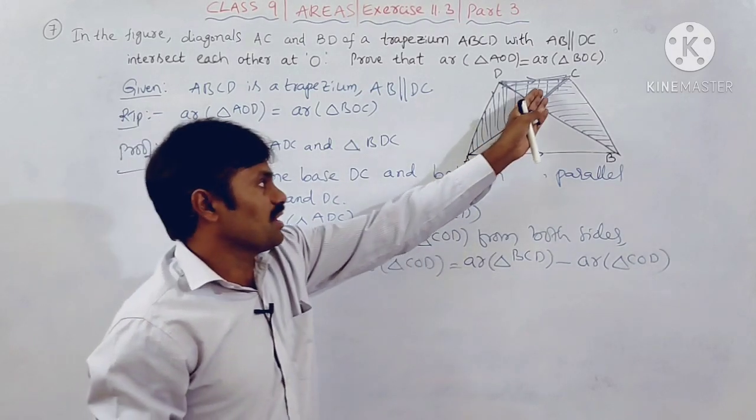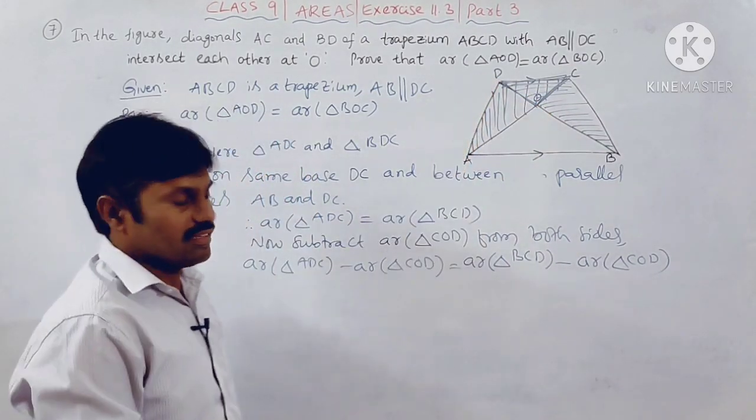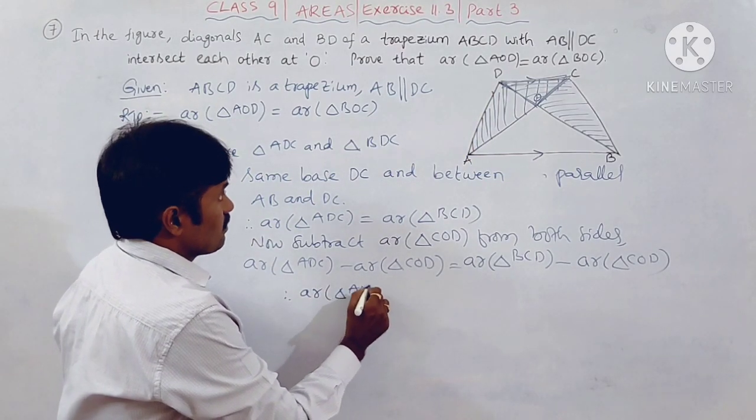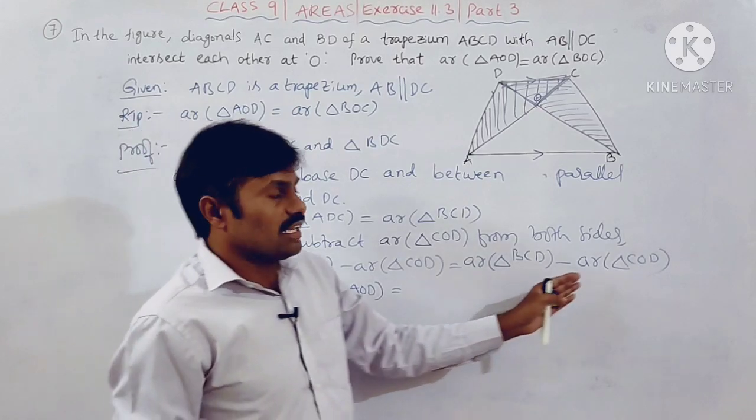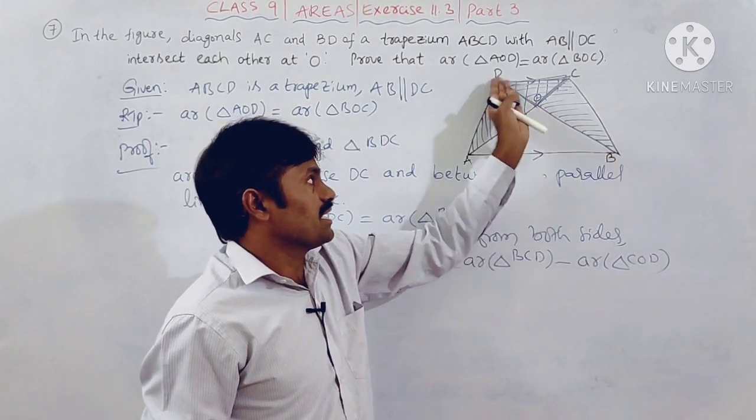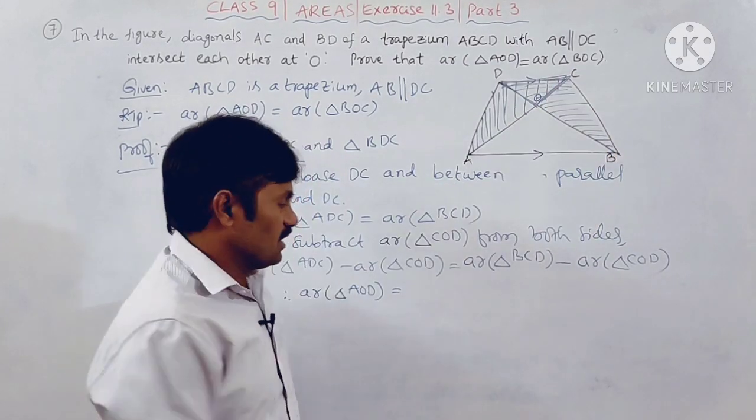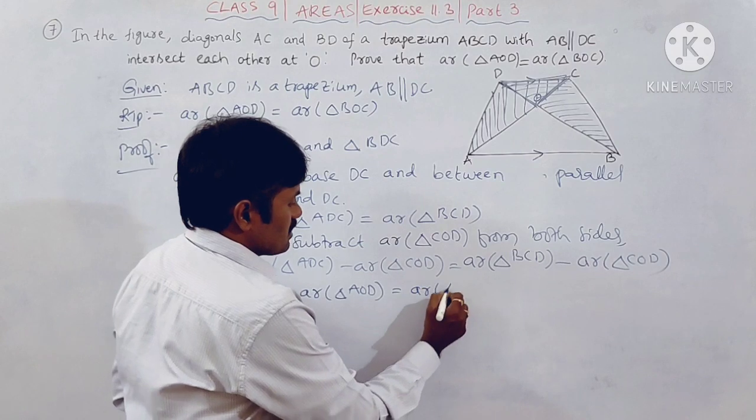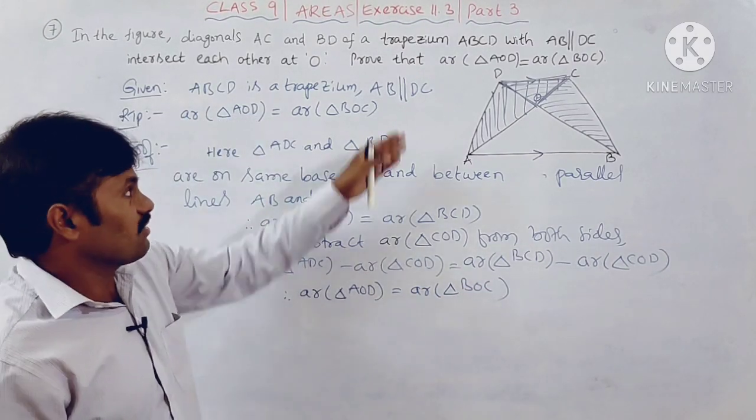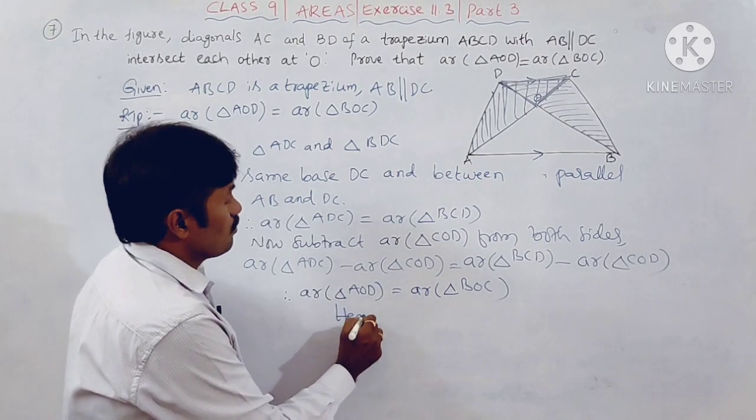Now, if I remove this part from this triangle ADC, what will be the remaining? AOD is the remaining. Therefore, area of triangle AOD is equal to, if I remove the COD part from the triangle BDC, what will be the remaining region? That is BOC. So, area of triangle BOC is remaining. If you observe, our required result, is it the same or not? Yes. So, hence proved.